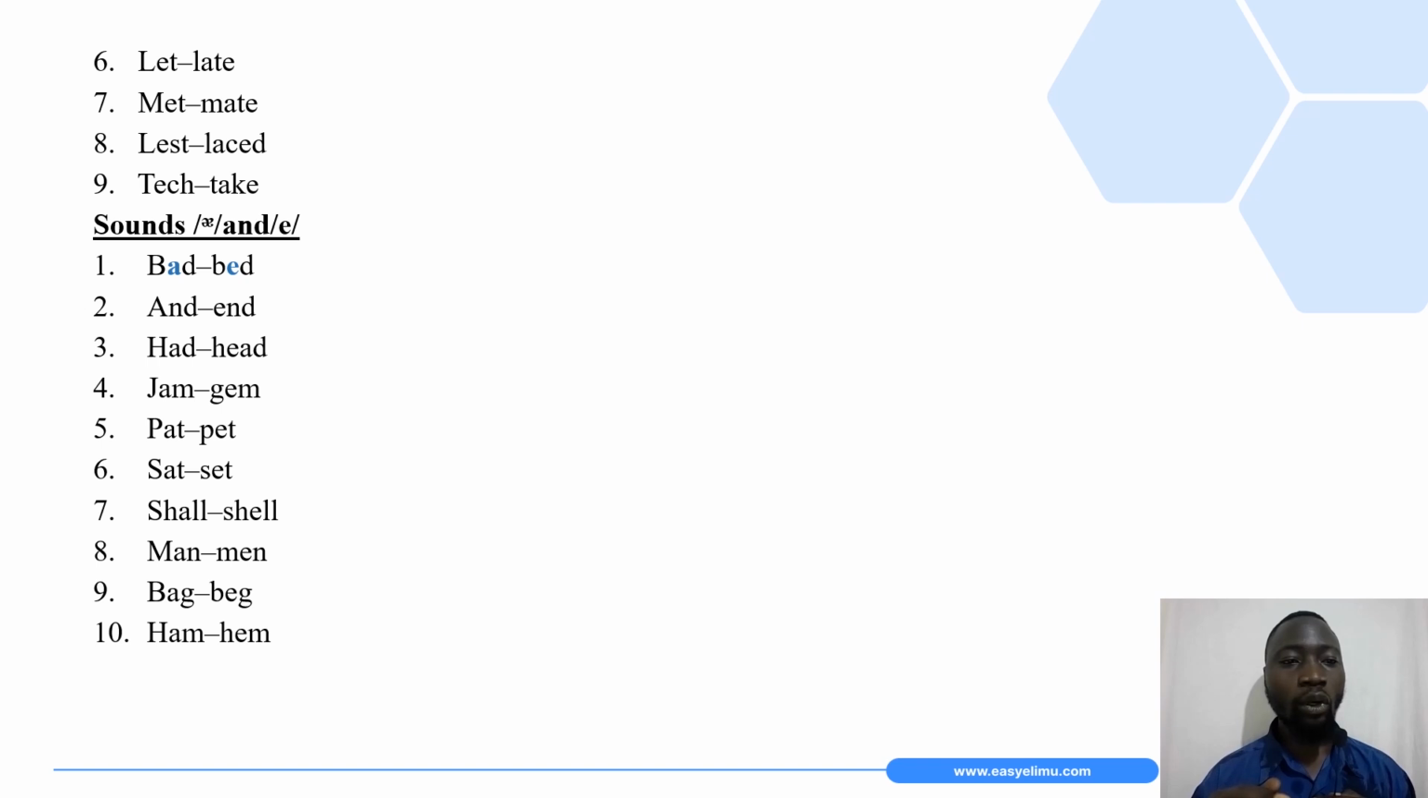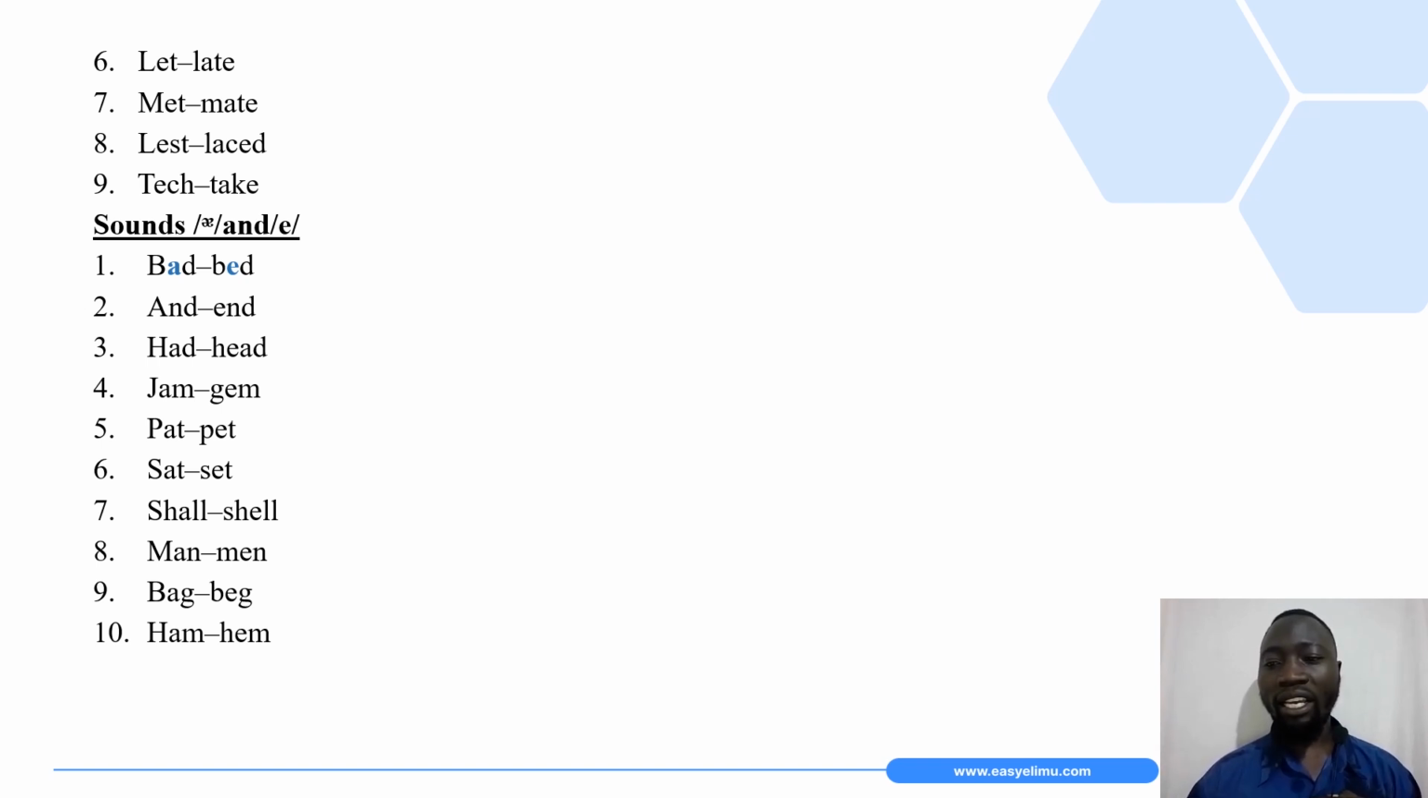So we also have the vowel sounds e and a. So examples under this category, we have bed and bad, end and and, head and had, jam and gem, pat and pet, set and sat, shall and shell, man and men, bag and beg, ham and hem.